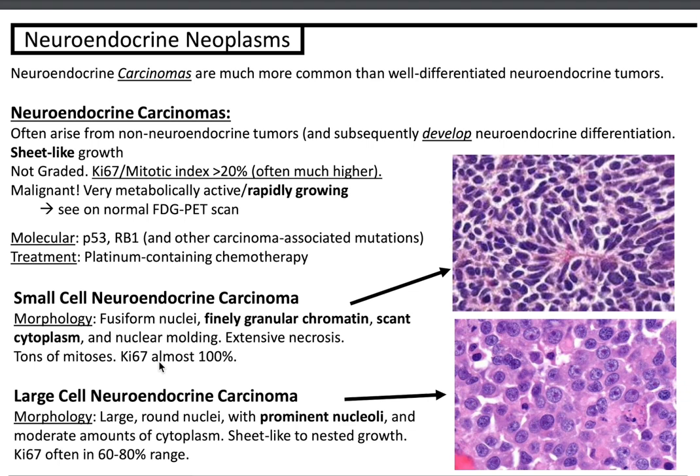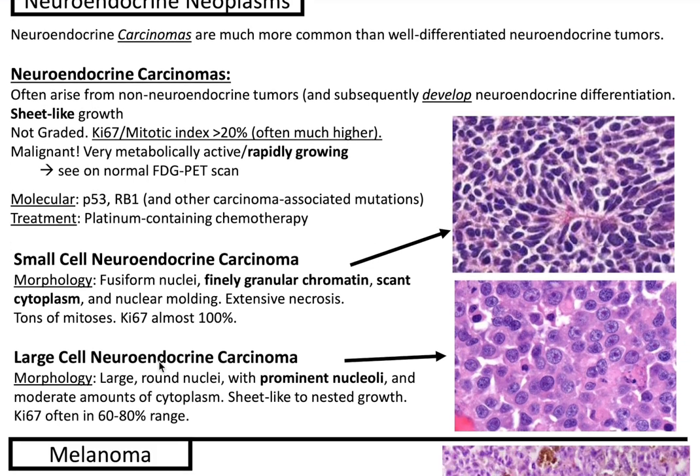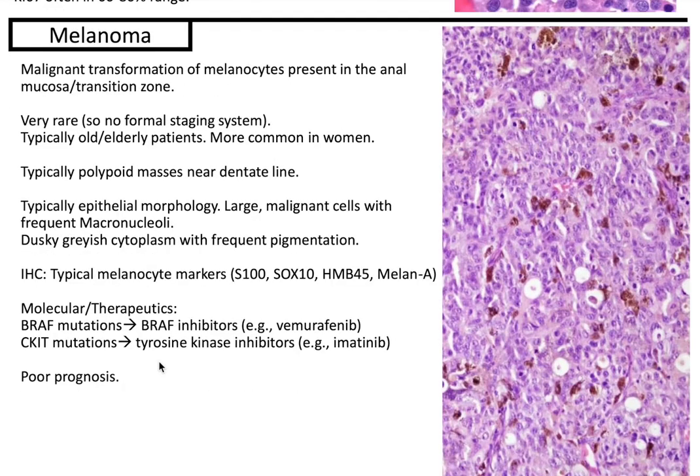Treatment, platinum-containing therapy. Small cell neuroendocrine carcinoma, you'll have finely granular chromatin and scant cytoplasm. Large cell neuroendocrine carcinoma, you'll have moderate amounts of cytoplasm with prominent nucleoli. And melanoma, which has a poor prognosis.